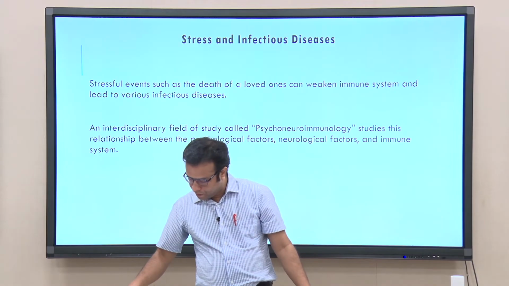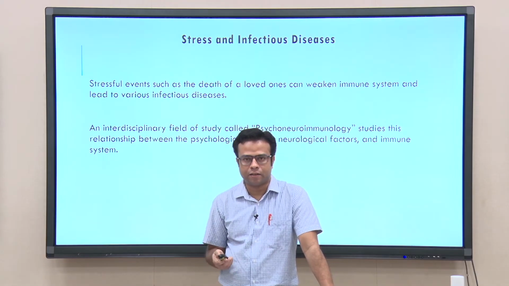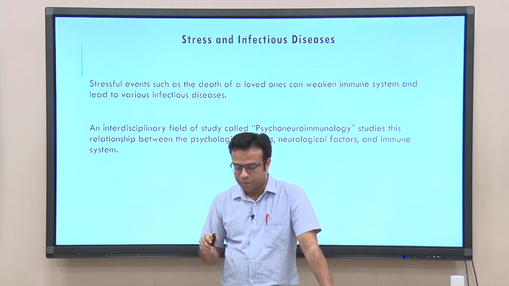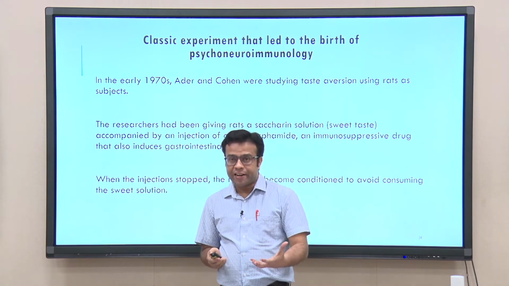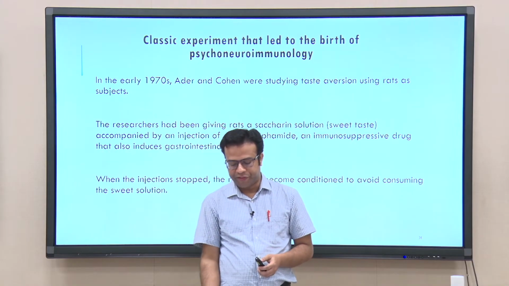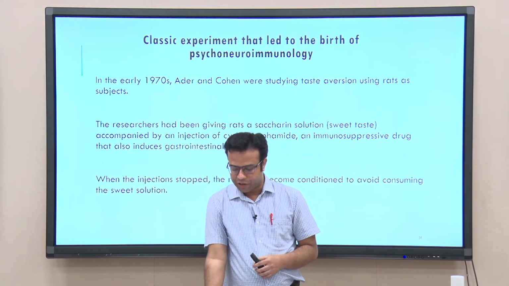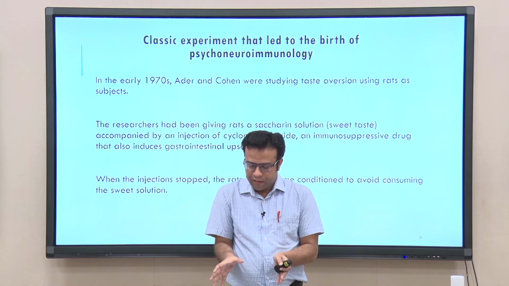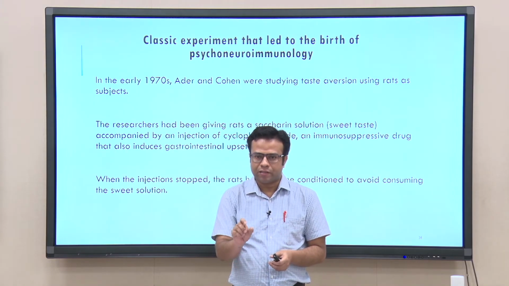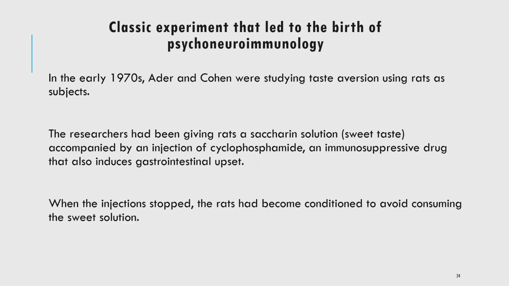Interestingly, the birth of this whole area of research called psychoneuroimmunology was a result of an accidental research finding. So these two persons in the 1970s, Ader and Cohen, were doing an experiment of classical conditioning, and they were studying taste aversion using rats as their subjects. Before we can understand this research, let me give you a brief introduction of what classical conditioning is, so that you will understand what their research is all about, and how it led to the birth of psychoneuroimmunology.